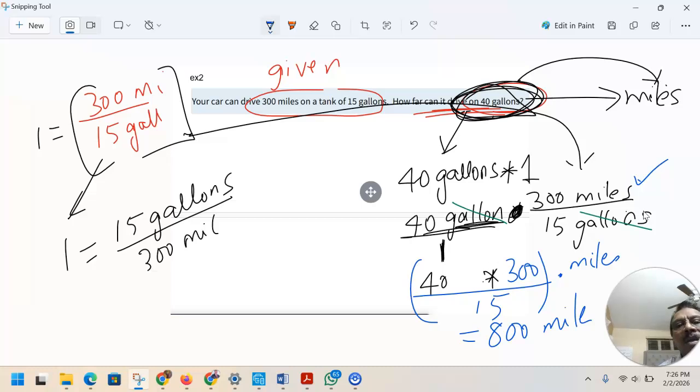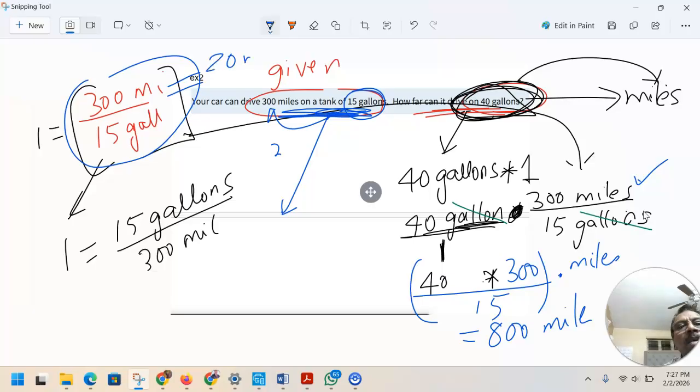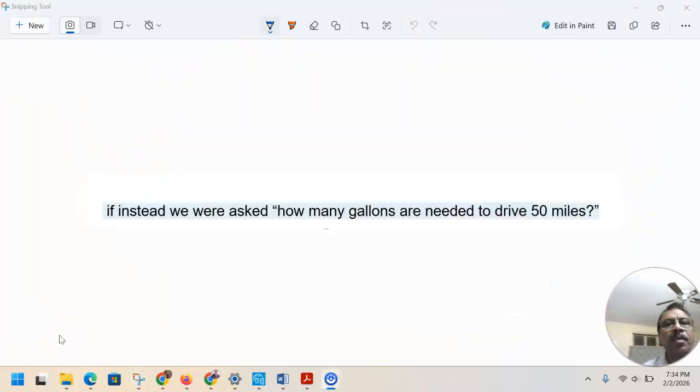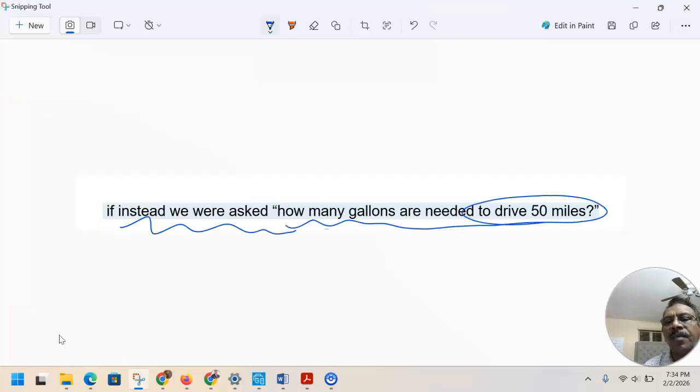Or you can also use another approach, directly using the unit rate. You know that every 15 gallons, you can drive 300 miles. So that means 300 divided by 15 is 20 miles per 1 gallon. So if you ask for 40, all you do is multiply that unit rate by 40. Use your common sense and get the answer. But my question is, see the next question. Same question, but this time they're asking instead, how many gallons are needed to drive 50 miles?